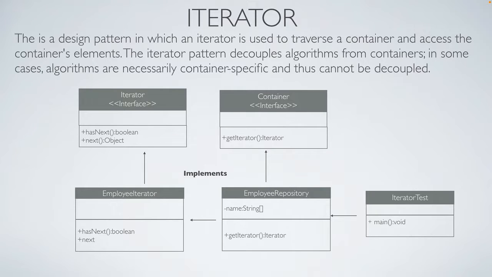to talk about iterator design pattern. This is a design pattern in which an iterator is used to traverse a container and access the container's elements. The iterator pattern decouples algorithms from containers. In some cases, algorithms are necessarily container specific and thus cannot be decoupled.